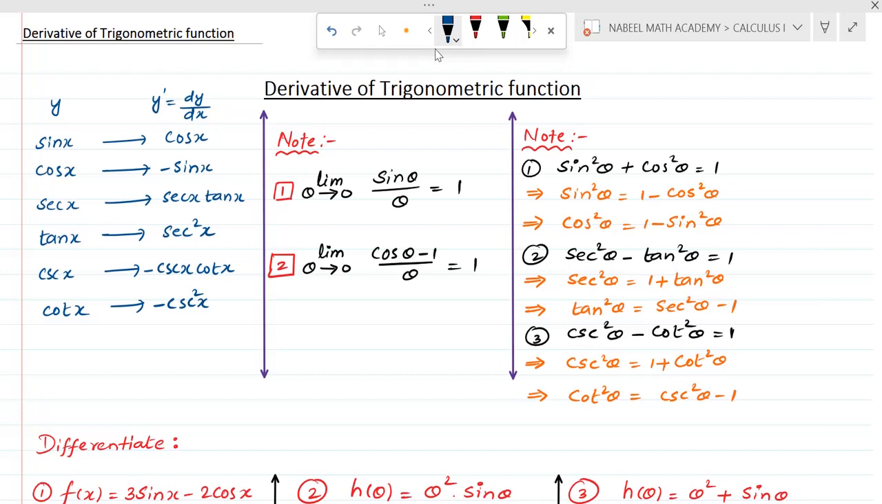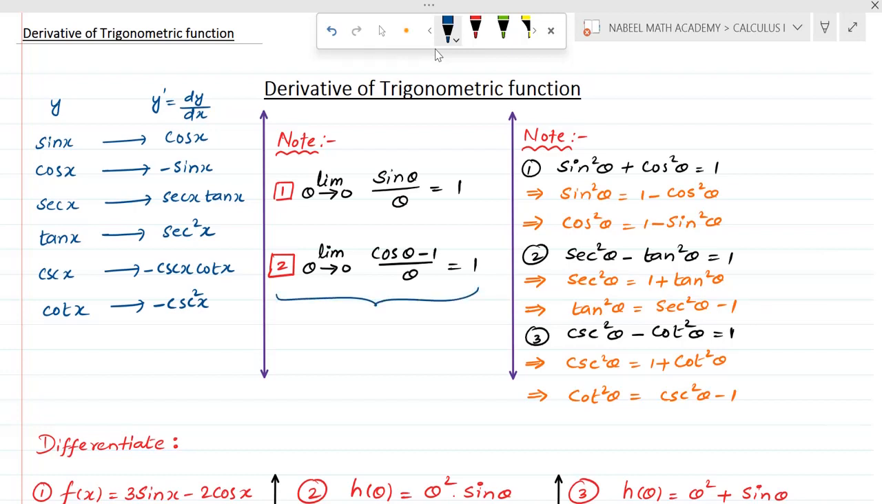And here there is a note: limit as theta approaches 0 of sine theta over theta is equal to 1, and limit as theta approaches 0 of cosine theta minus 1 over theta is equal to 0. We are going to use this formula to solve the problems.